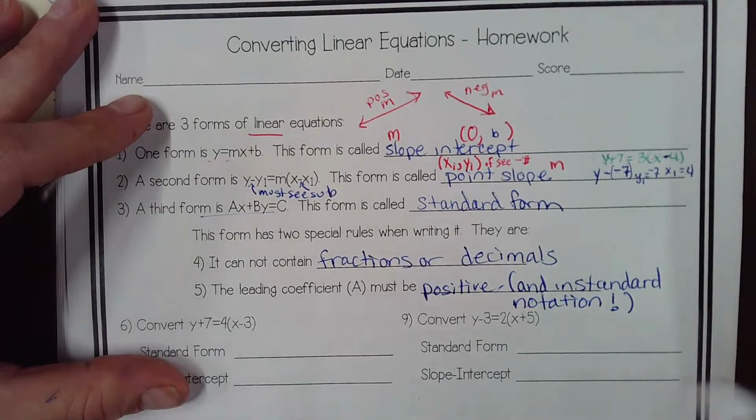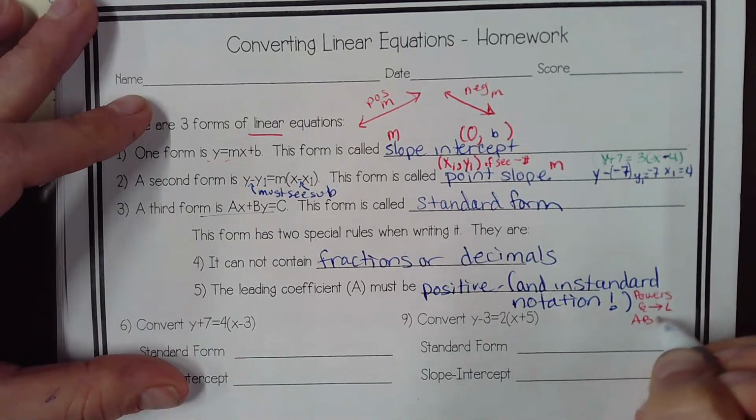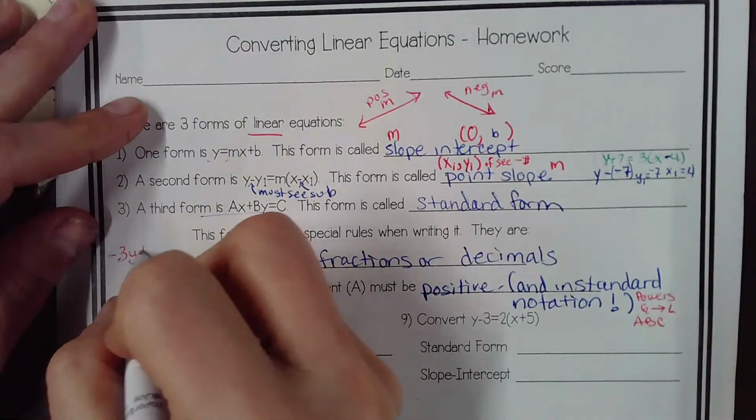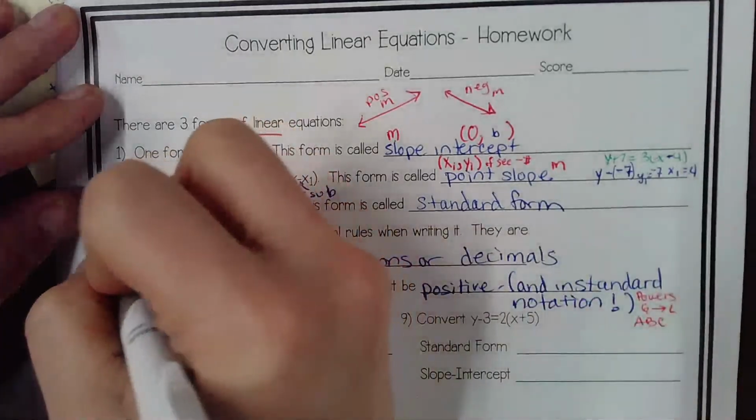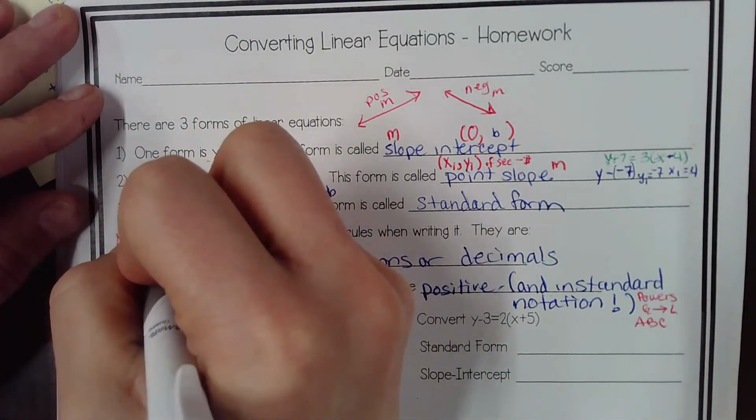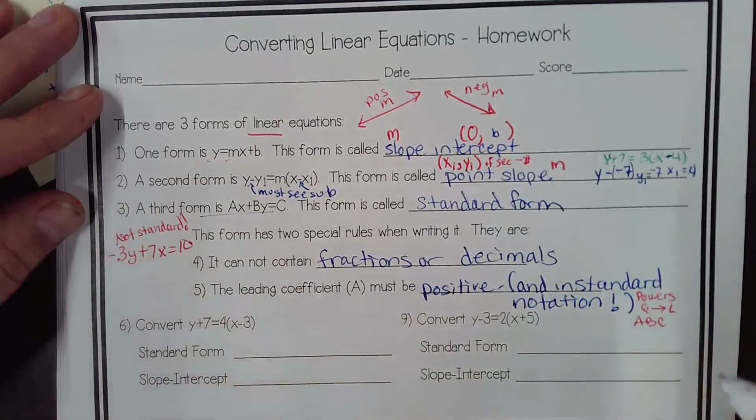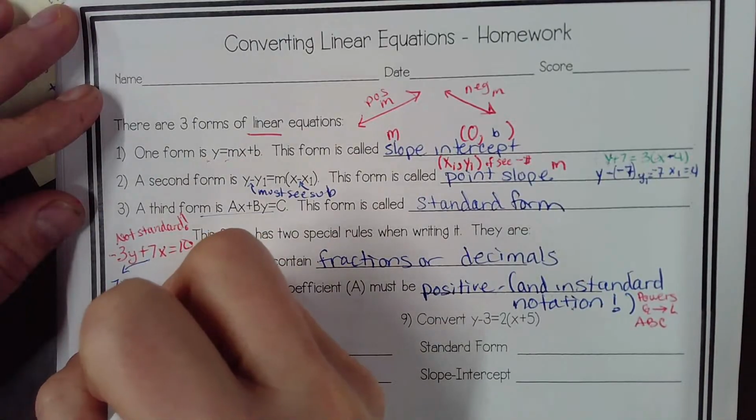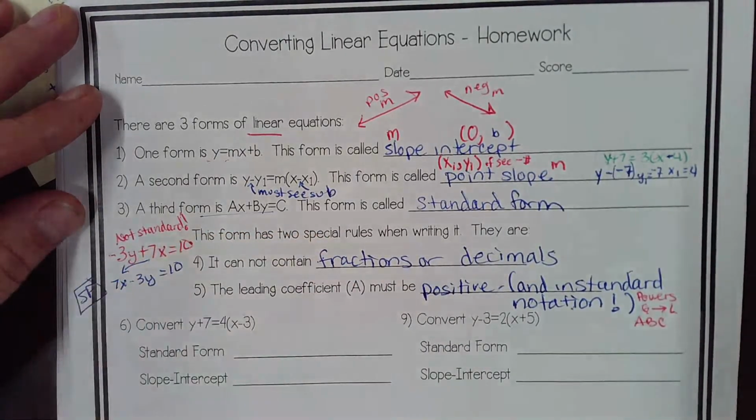That means powers from greatest to least and alphabetical order. Negative 3y plus 7x equals 10 is not standard. It's not in standard notation, so it's not in standard form. So we would need to rewrite this as 7x minus 3y equals 10. That's now in standard form.